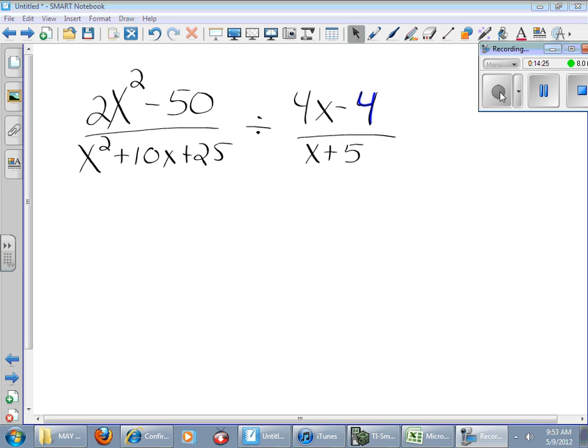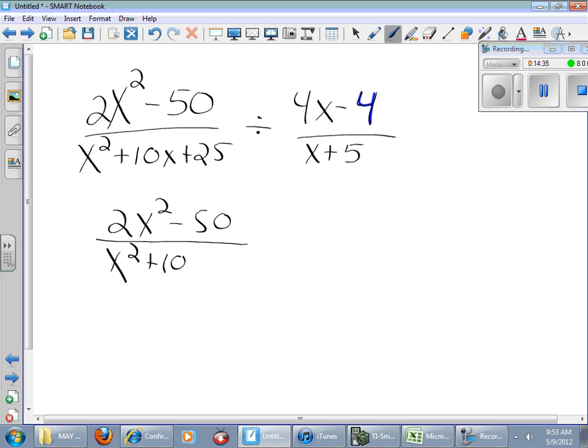Remember that for a division problem, you must do multiplying by the reciprocal. So first I'm going to go 2x squared minus 50 over x squared plus 10x plus 25. And then you're going to multiply by the reciprocal. All right. Now, oops. 4x minus 4 is what I want to write there. I don't know why that won't default back to my old pen. All right, 4x minus 4. Now, in multiplication, you can just go ahead and factor and start simplifying. But in division, you have to change it to multiplication and use the reciprocal.